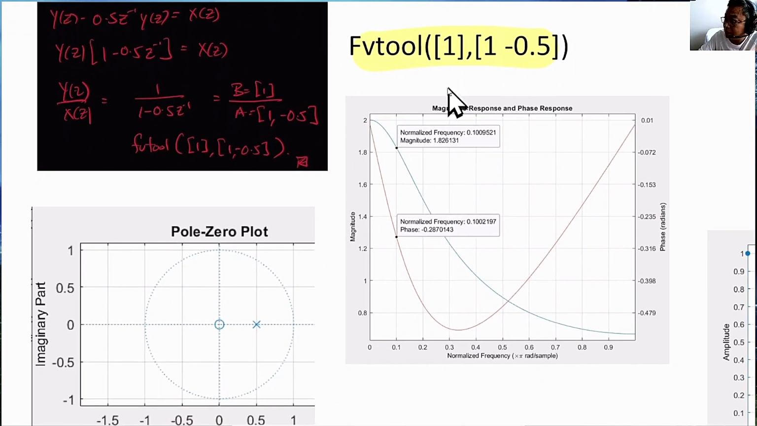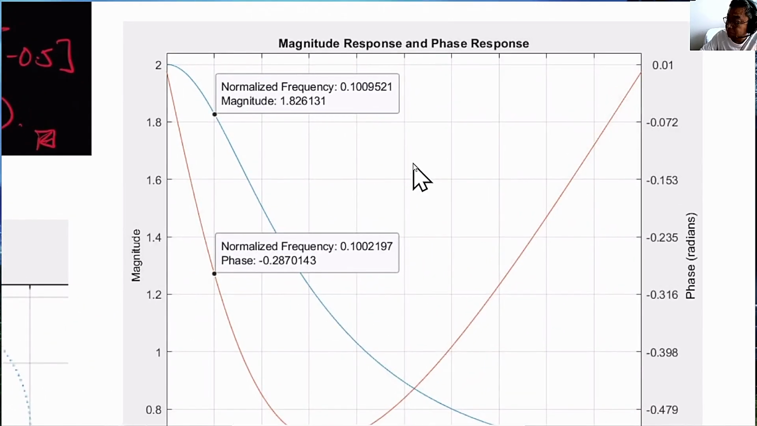We'll then take a look at the magnitude and phase response. The horizontal axis is the frequency with respect to pi, and this axis is for magnitude. This is not log magnitude, so you have to change it to magnitude, and this is phase in radians. The blue represents the magnitude and the red represents the phase. In our example previously, we are interested in 0.1 pi, so we go and look at 0.1 pi and look up to these two values. So the magnitude response at 0.1 pi is 1.826. At 0.1 pi, the phase is minus 0.287.